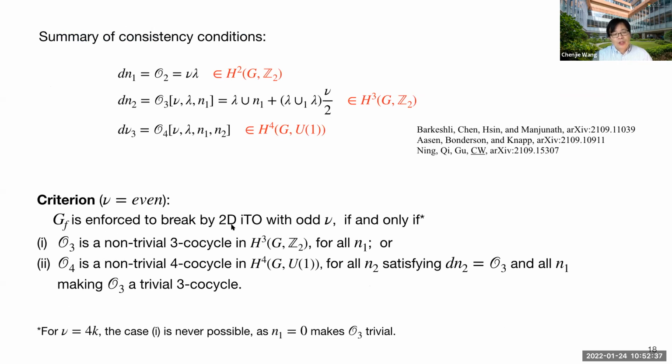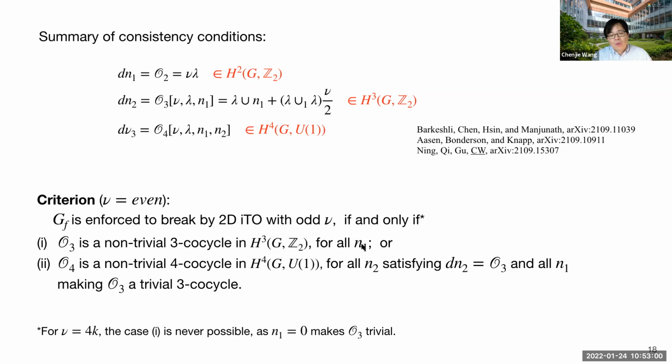GF is enforced to break by 2D invertible topology. Oh, sorry, here should be even nu. There's a typo for even nu. If and only if O3 is a non-trivial cocycle for any N1. So in this case, now we allow N1 to float. Okay, N1 is a variable. So if there's no N1 solution at all, then this symmetry is enforced to break.